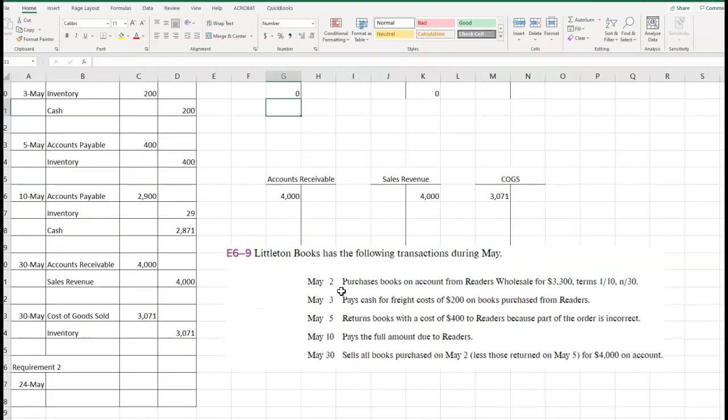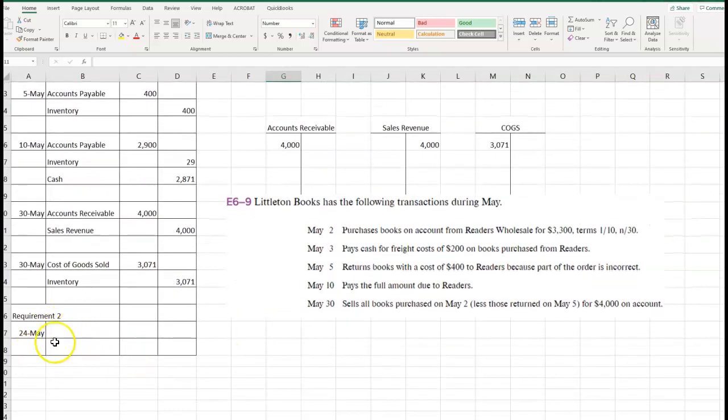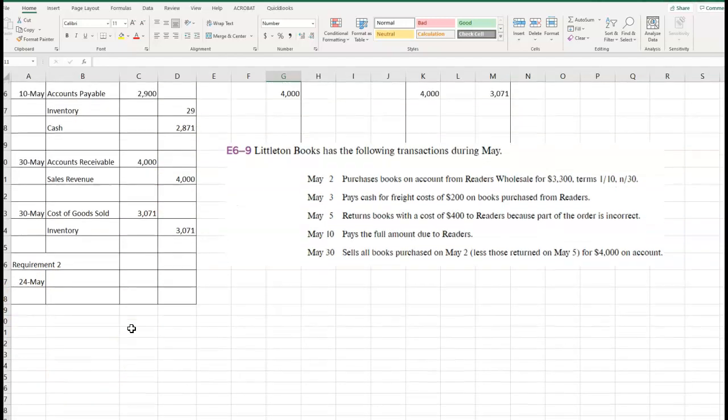That's the perpetual. This last requirement we won't do. It was just if they sold it without the discount. So what if they sold it and didn't take the discount is what this last one is. We're going to kind of skip that one.